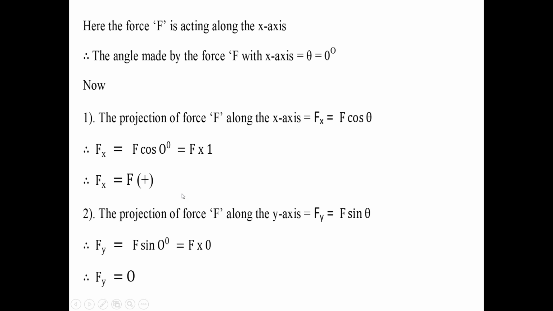So these two conditions are very, very important. In the condition 17, Fx projection, Fy projection: if the force F is acting along the x-axis, the x-axis projection Fx is equal to F. The y-axis projection Fy is equal to 0. This condition 17 is the special condition in the projections of a force.